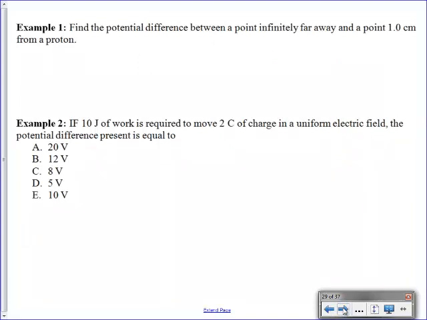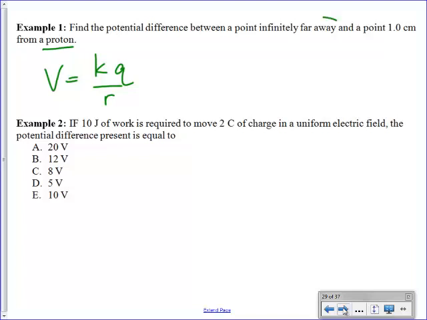Find the potential difference between a point infinitely far away and a point 1 centimeter from a proton. Now before I solve this, I want to determine, am I working with a uniform electric field or a point charge? And since it's a proton, I know that I'm working with a point charge, which means that for potential difference, I'm going to be using the formula KQ over R. What I'm interested in here is the potential difference created by this proton.